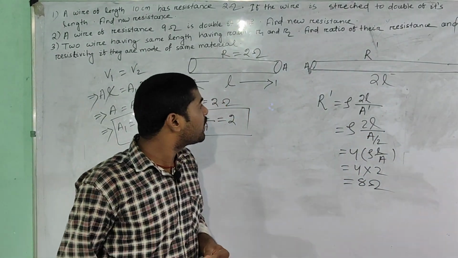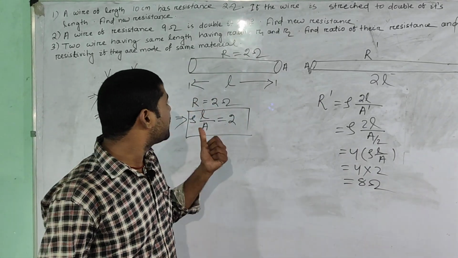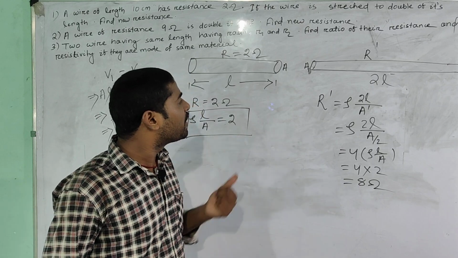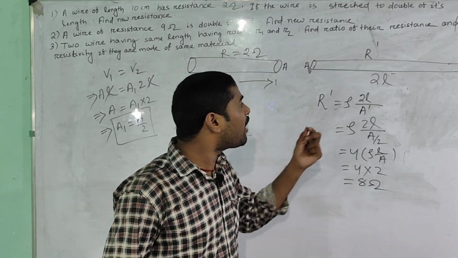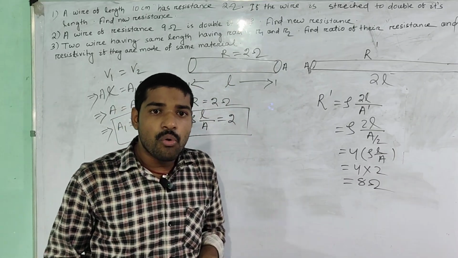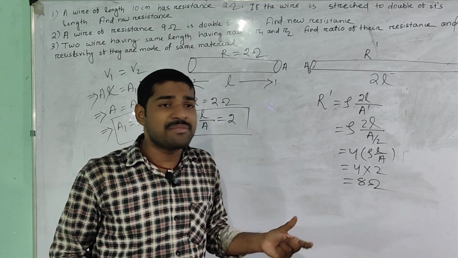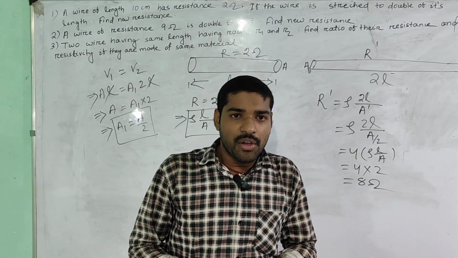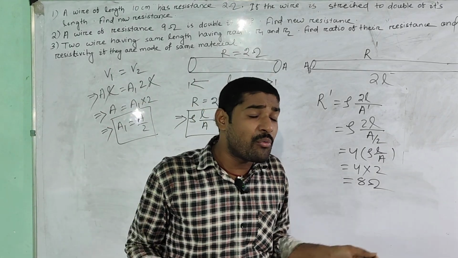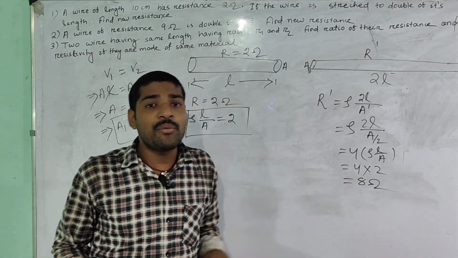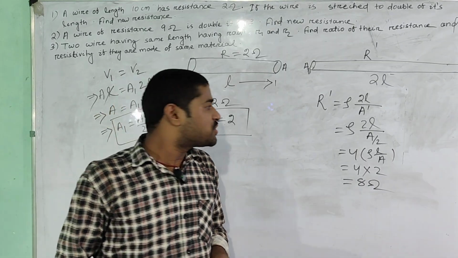So when we stretch a wire two times, then the area of cross section will be half. When we stretch a wire of its length 3 times, then the area of cross section is 1 by 3 times. When we stretch a wire 3 times, then the area of cross section will be 1 by 3. Okay.